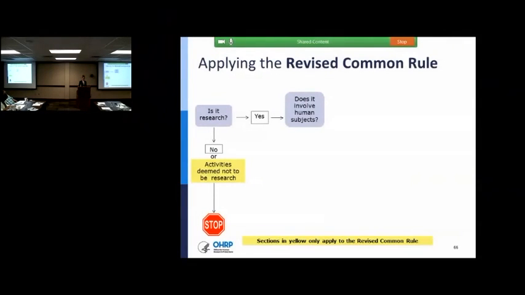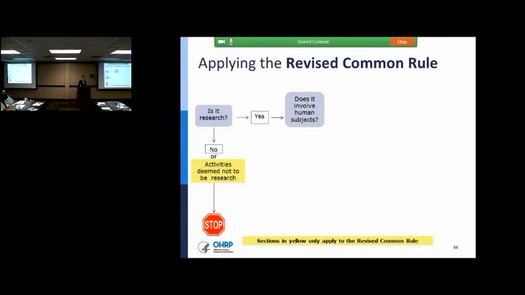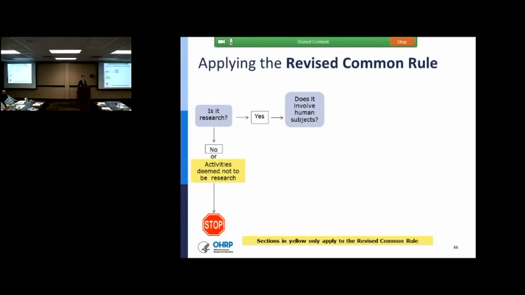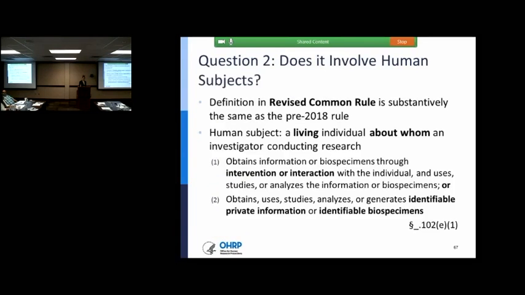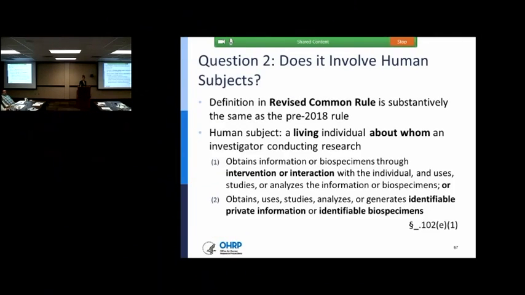So we've got a little addition to our flow chart here. Is it research? If it's not, or if it falls under the activities deemed not to be research, then the regulations don't apply. If the answer is yes, then we can move on to, does it involve human subjects? For the second question, there's not a whole lot of change, which is good because we're going to have a lot to cover with the exemptions changes.